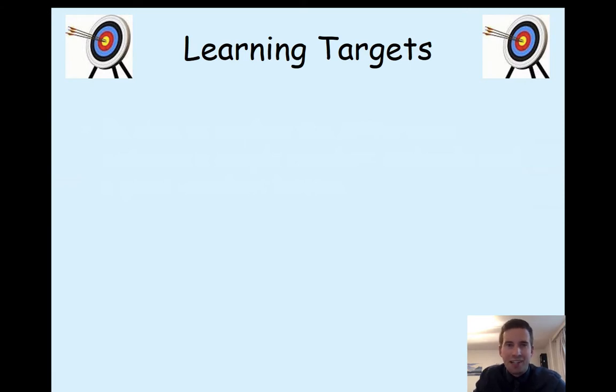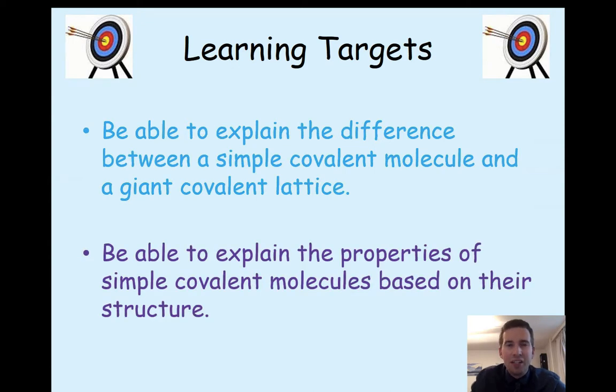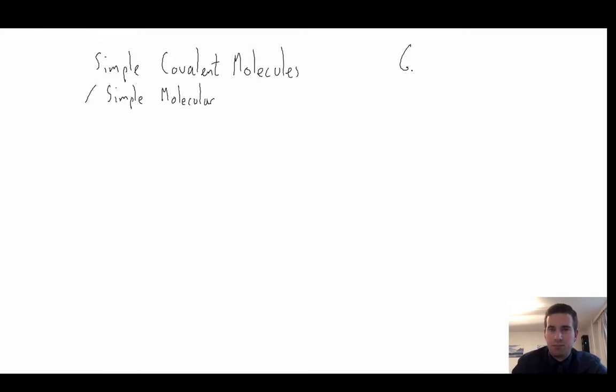But if you do have gaps in your memory, hopefully by the end of this video, you'll be able to explain the difference between a simple covalent molecule and a giant covalent lattice. And you'll be able to link and explain the properties of a simple covalent molecule to its structure. So there are two major types of covalently bonded structure. There's simple covalent molecules, also known as simple molecular, and there's giant covalent lattices.